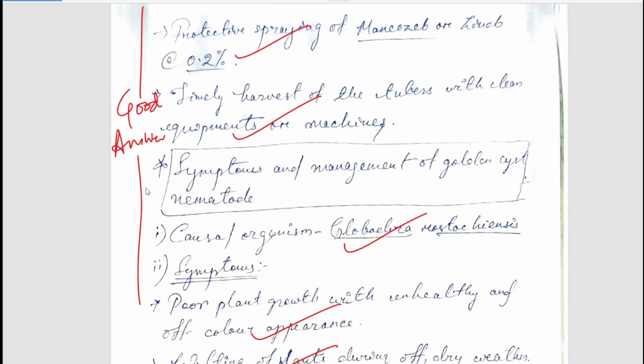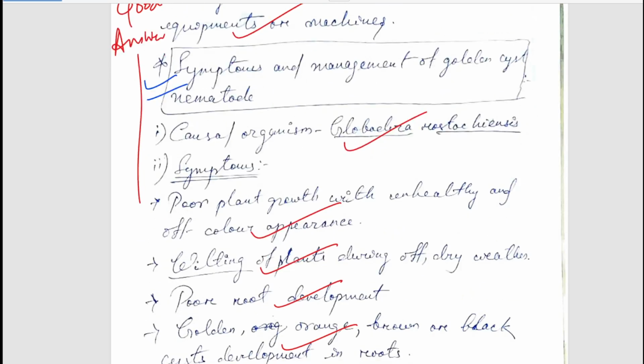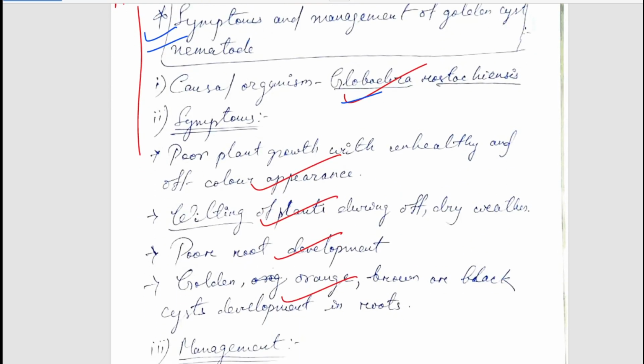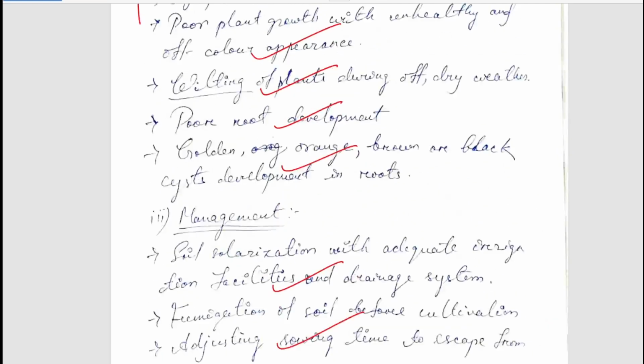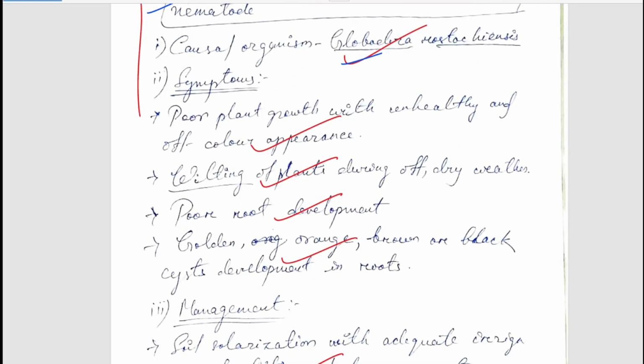Now the same thing has been done for golden cyst. The causal organism, symptoms and management have been written. So if you want to, you can simply pause and read it. Wilting, poor root development, golden orange brown spots or cysts.